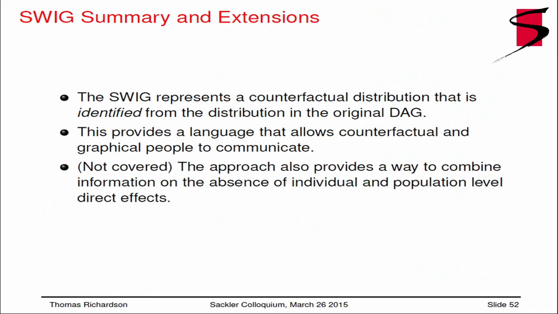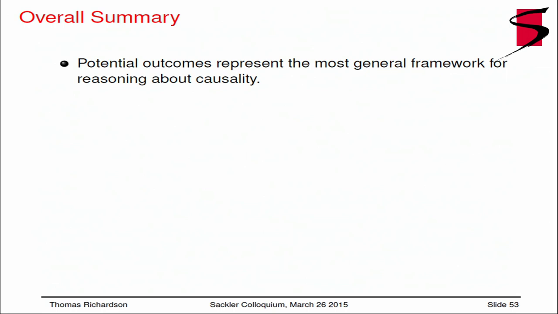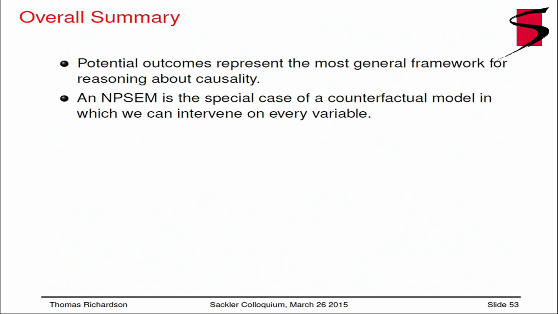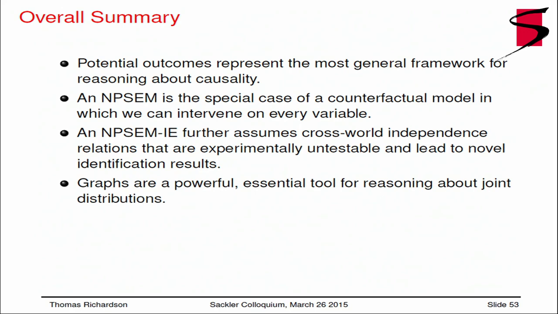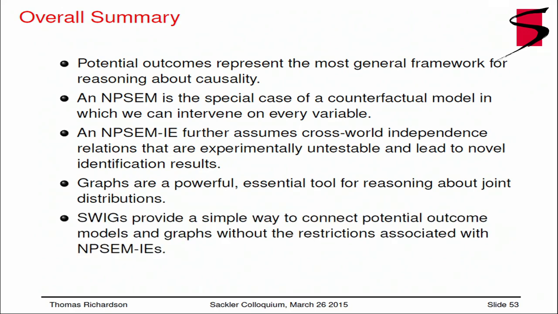Okay, so I'm out of time, so I'll give my last summary slide. Potential outcomes represent the most general framework for reasoning about causality. Non-parametric structural equation model is a special case of counterfactual modeling in which we can intervene on every variable. Non-parametric structural equation model with independent errors further assumes cross-world independence relations that are experimentally untestable and lead to novel identification results. Graphs are a powerful, essential tool for reasoning about joint distributions. And SWIGs, which, as I've shown, are a slight improvement on things that have been done previously, provide a simple way to connect potential outcomes with outcome models and graphs without the restrictions associated with the non-parametric structural equation model with independent errors.